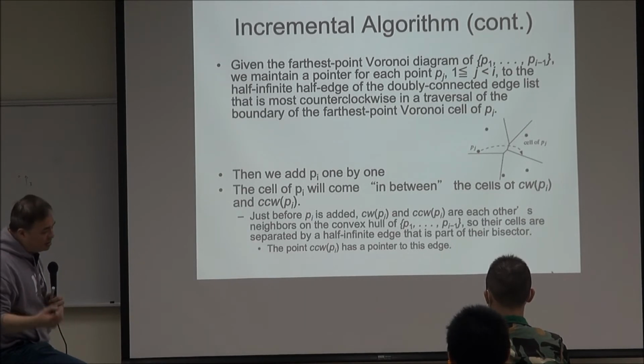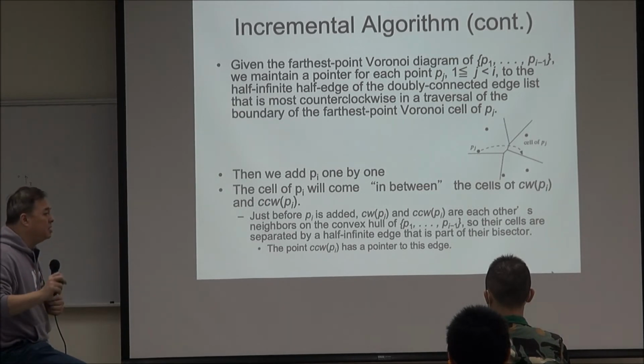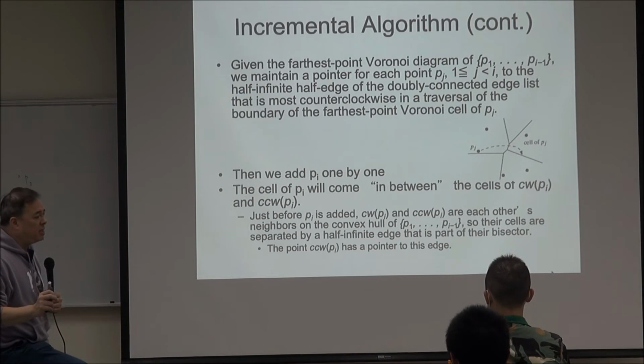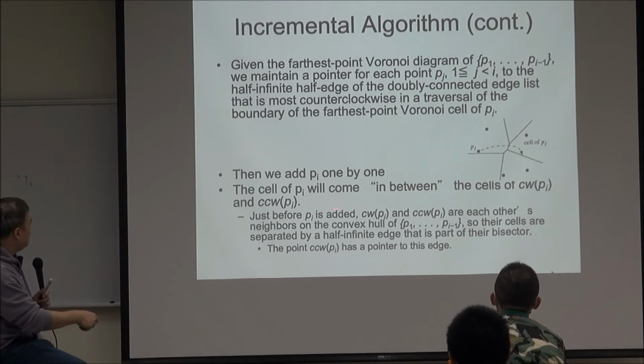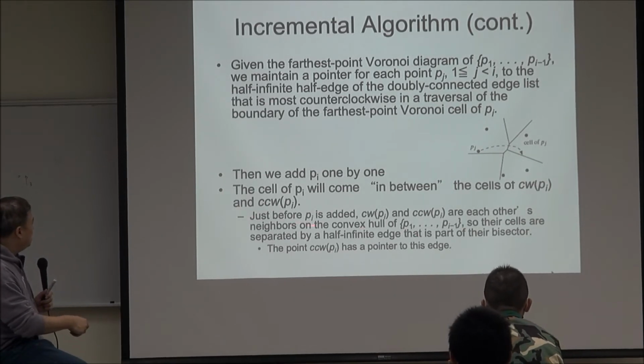It's just tedious. As I said, in a lot of computational geometry the work is in the detail. The difficult part is in the detail, but really, the concept is not that hard once you understand it. So you just add PI one by one. The cell of PI will come in between the cell of the clockwise PI and the counterclockwise PI, as I already told you.